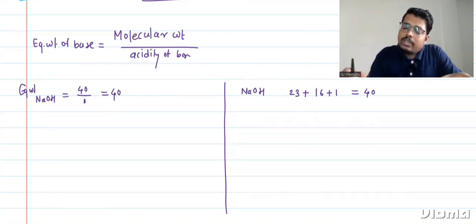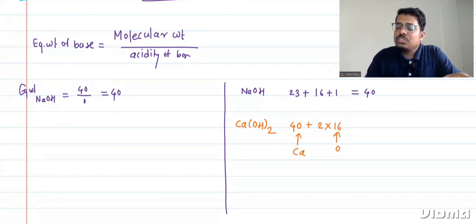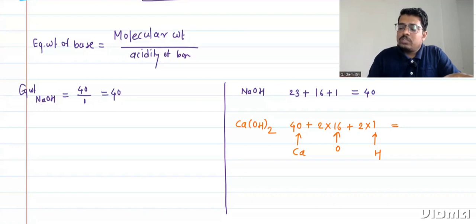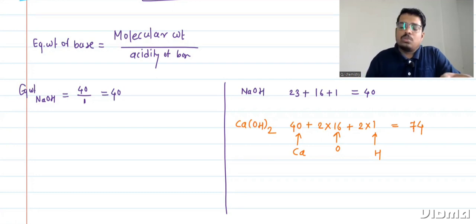Next example is calcium hydroxide. Calcium hydroxide, Ca(OH)2: atomic mass is 40 plus 2 into 16. 16 is atomic mass of oxygen, 40 is atomic mass of calcium, plus 2 into 1, 1 is atomic mass of hydrogen. So total becomes 40 plus 32 plus 2, which is equal to 74.